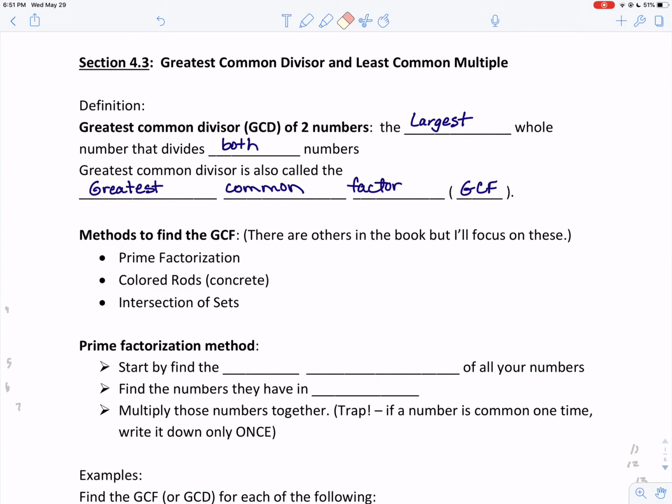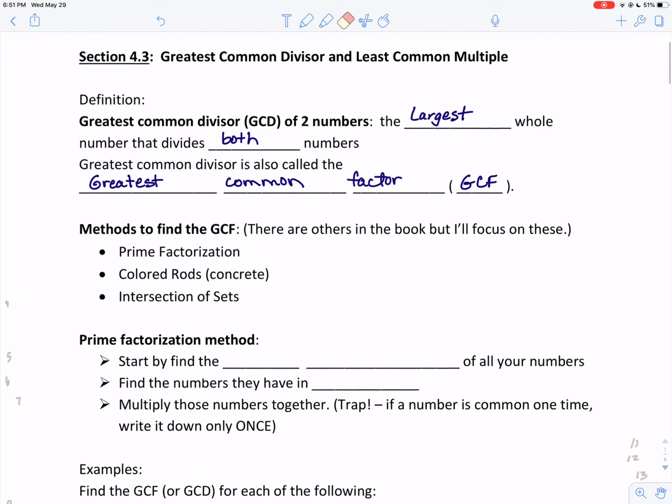So there are a lot of methods in your textbook about how to find the greatest common factor or greatest common divisor. We're going to speak specifically about prime factorization in this video. We will be doing colored rods in class and intersection of sets in another video.